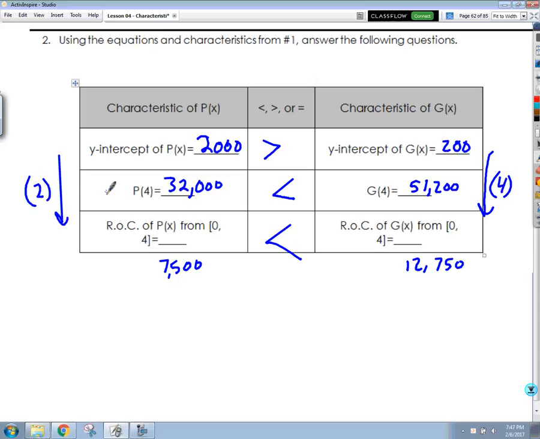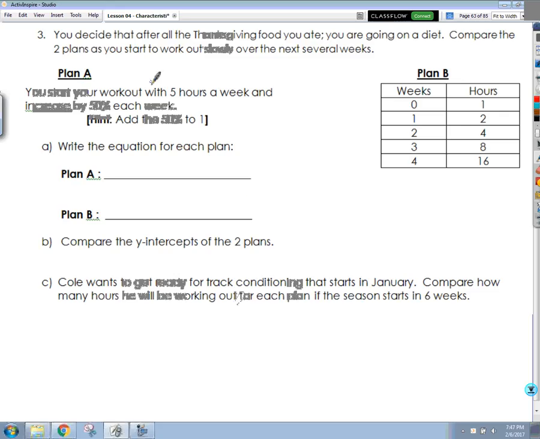All right, we're almost done, guys. You decided that after all the Thanksgiving food you ate, yep, that's me, you're going on a diet. Nope, that's not me. Compare two plans as you start your workout slowly over the next several weeks. And I got to start working out. You start your workout with 5 hours a week and increase by 50% each week. Hint, add 50% to 1.